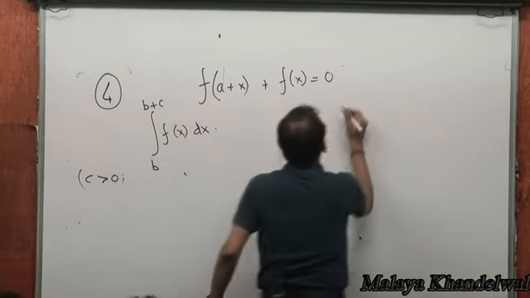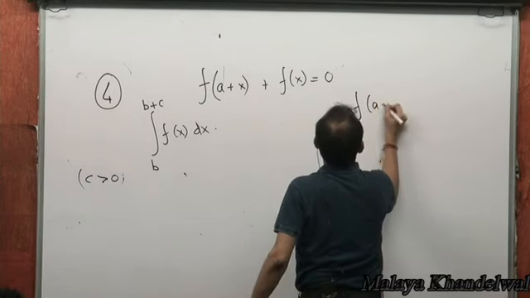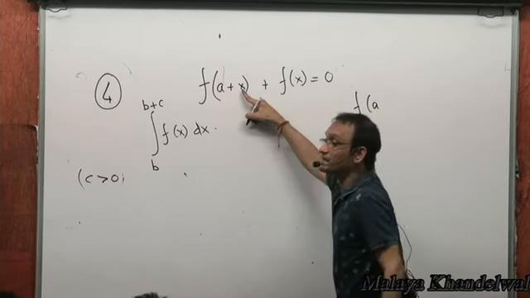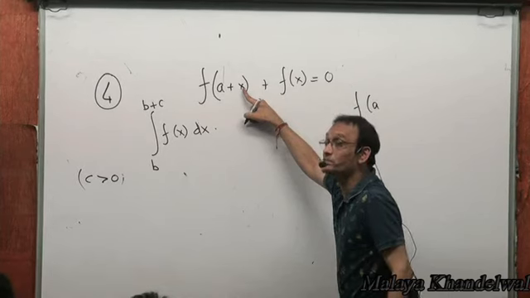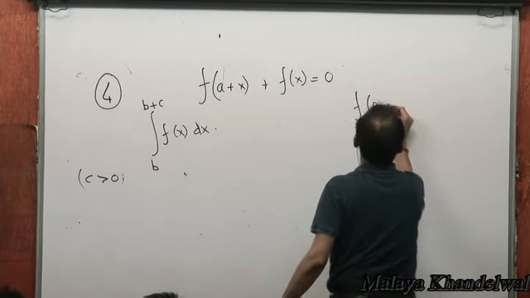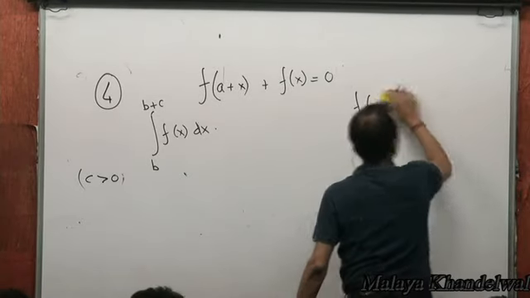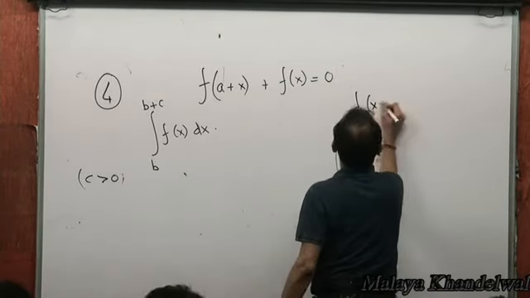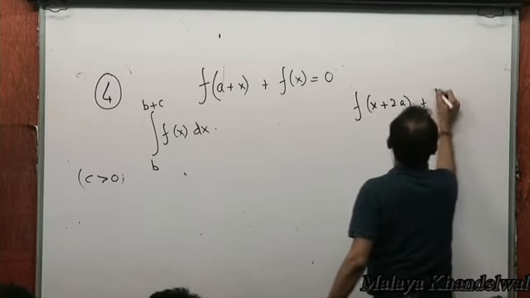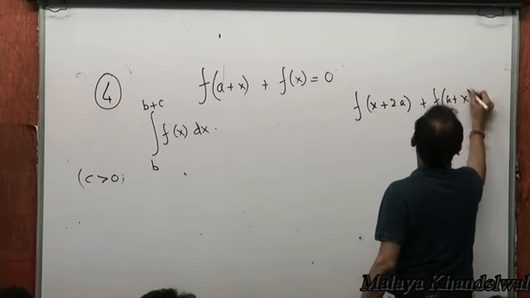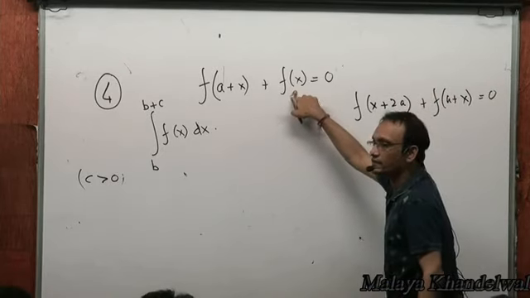Now, f of a plus x plus f of x is 0. Replace x by x plus a in this. So you get f of 2a plus x plus f of a plus x as 0 on replacing x by x plus a.